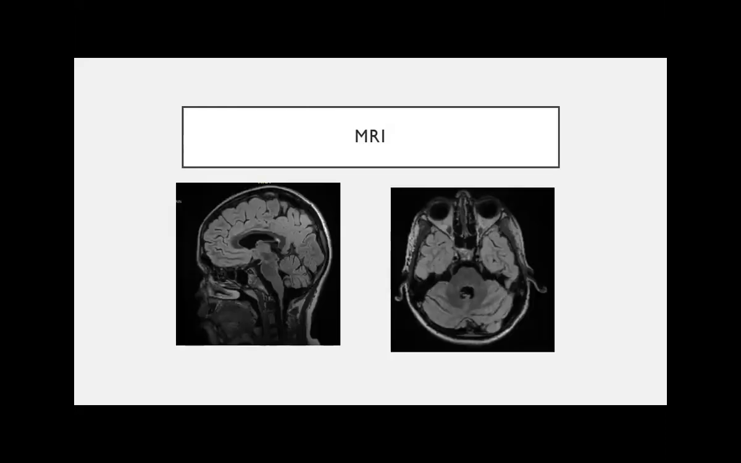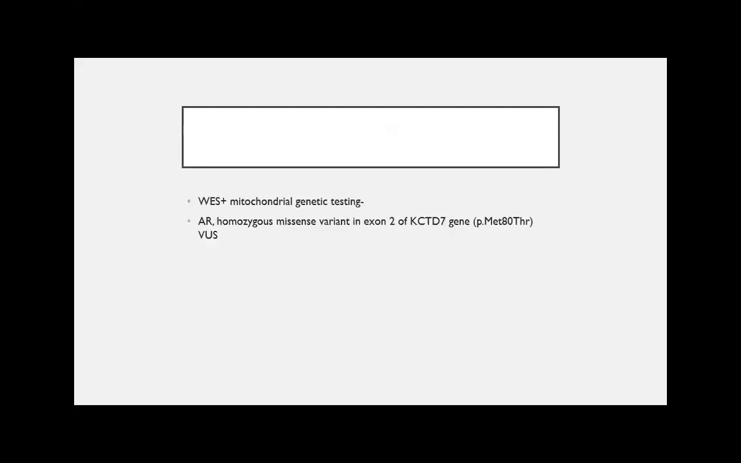The MRI of the patient showed minimal cerebellar atrophy along with cortical atrophy. And on genetic testing, on whole exome and mitochondrial testing, she was found to have an autosomal recessive homozygous missense variant in exon 2 of KCTD7.